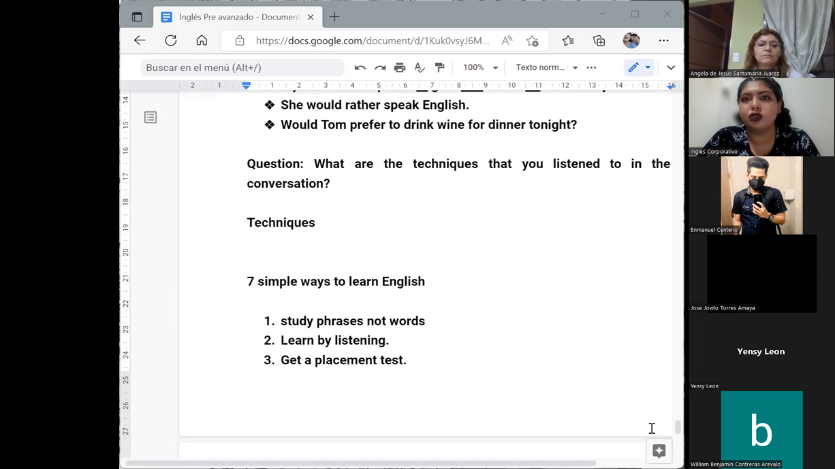It is not just to have different applications and all the things. It's also to enjoy the process. Because if we are not enjoying the process, we're not going to do anything with the English language. So those are the techniques that you are using, and you know that we can change the way in which we are learning English. So let's see.